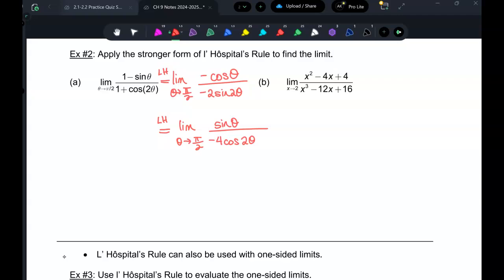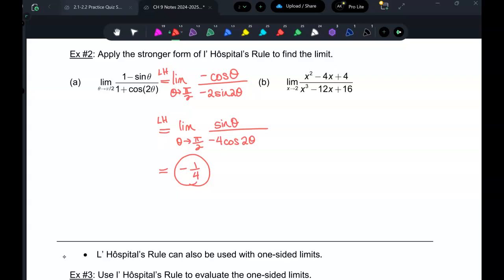It could just be cosine, but then we'd have the negative in the numerator. You're still only going to have one negative, so it doesn't really matter where it is, especially if we're evaluating. So sine of pi over 2 is 1. And what do we get in the denominator? So negative 1/4.